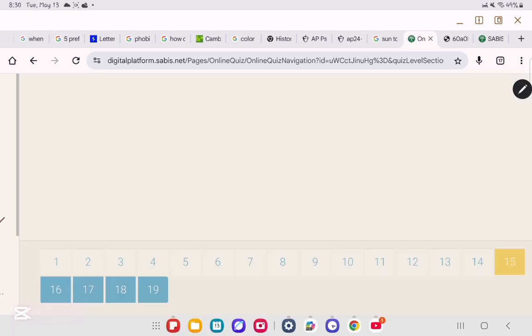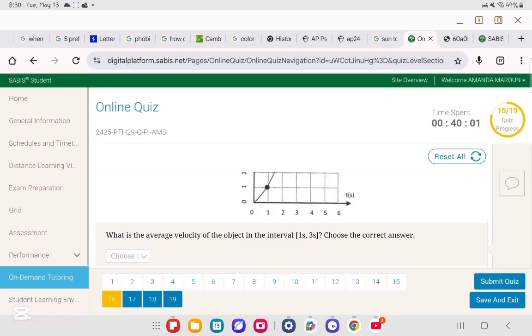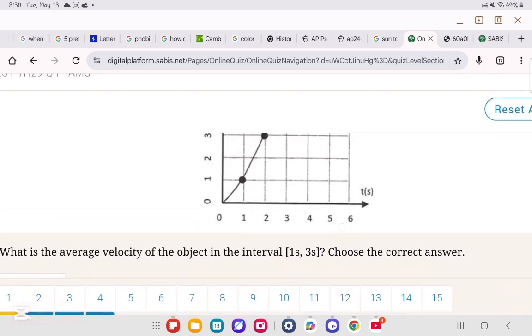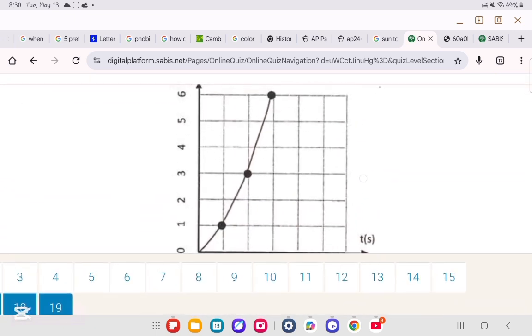We move on to question number 16. Okay. They want the average velocity of the object in the interval 1 second to 3 seconds, knowing that this is a position time graph. So you just need to find the slope.